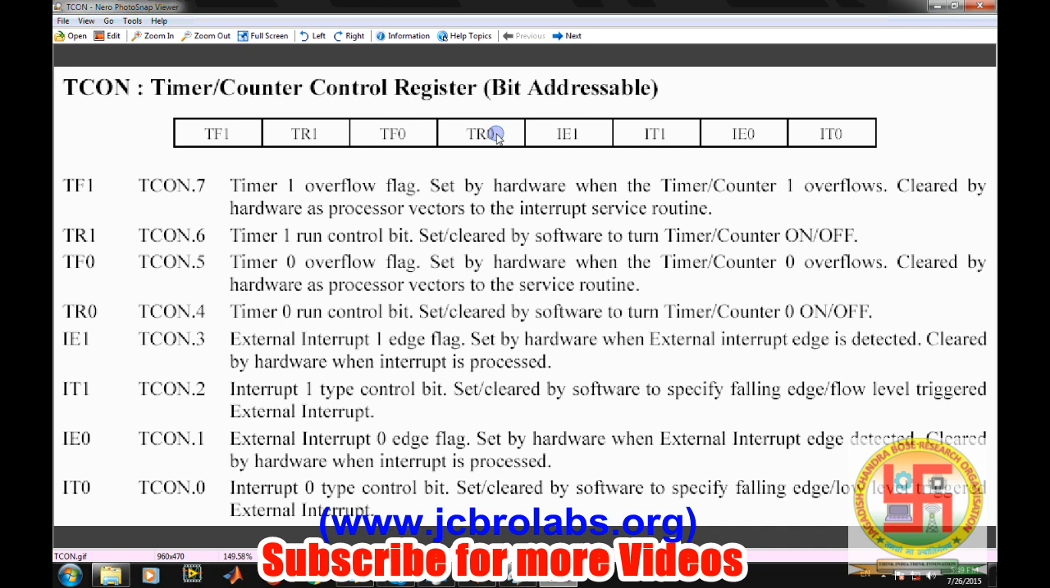TR1 and TR0 are used to start or stop the timer. If the TR1 bit is set to 1, timer 1 will start, and as soon as it's set to 0, timer 1 will stop. Similarly, as soon as TR0 is set, timer 0 will start, and as soon as TR0 is cleared, timer 0 will stop. So this is the simplest way to start or stop the timers.